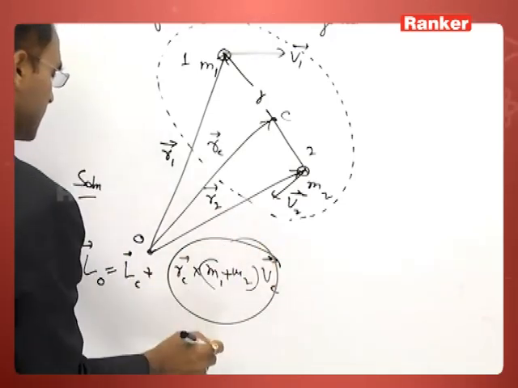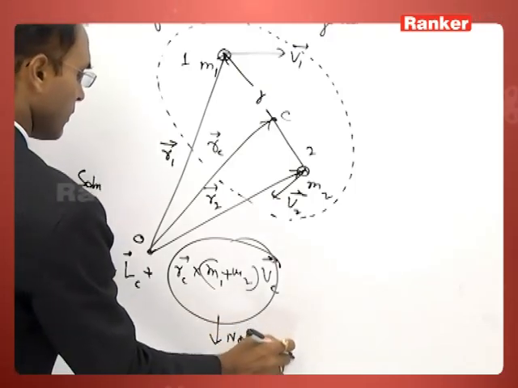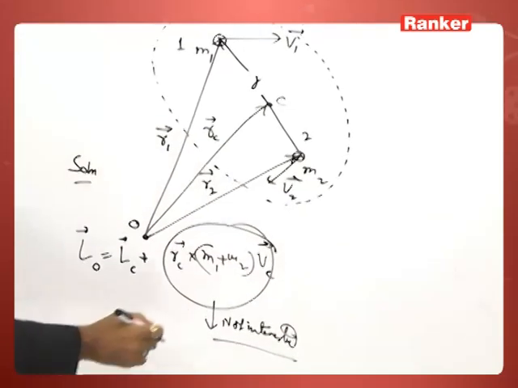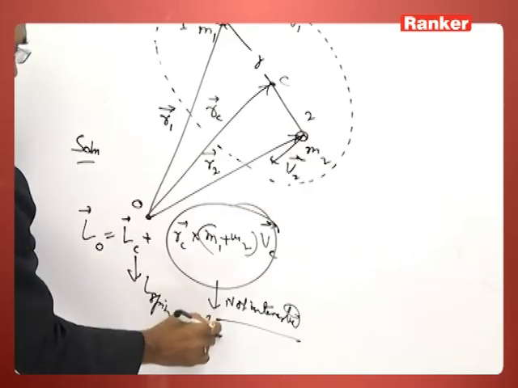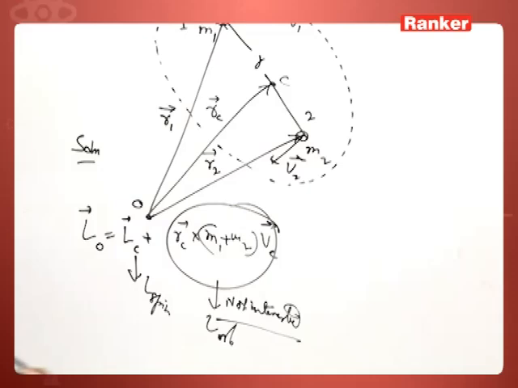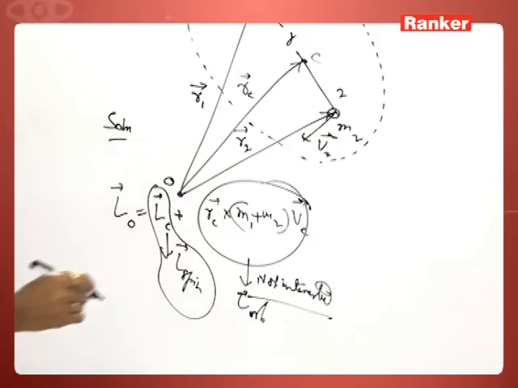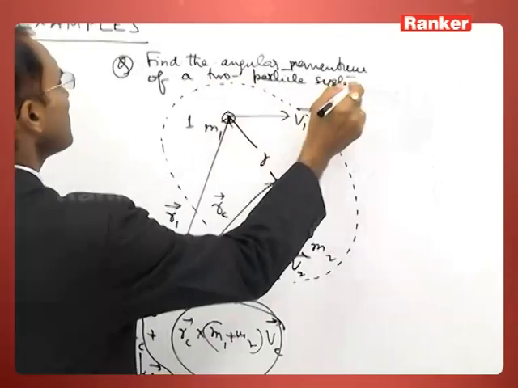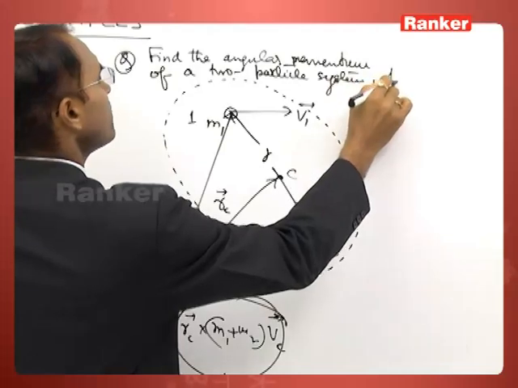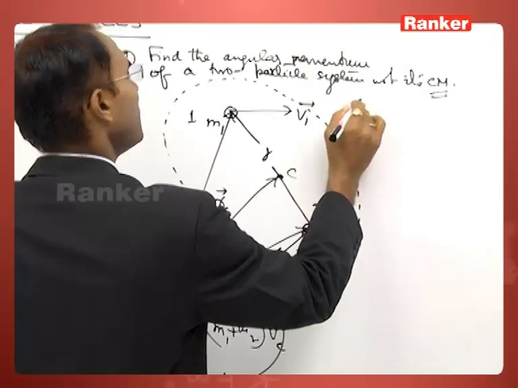We are not interested in this. We are interested in this, the spin angular momentum, and this is the orbital angular momentum. We are not interested in calculating the orbital angular momentum. We can calculate the spin or the internal angular momentum of the system of two particles. So, find the angular momentum of a two particle system with respect to its center of mass. I'll see how to calculate.